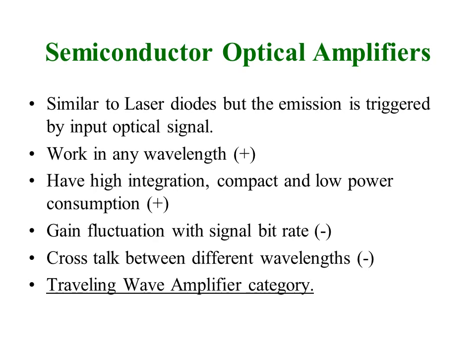It works at any wavelength, has high integration, is compact and has low power consumption, but gain fluctuation with the signal bit rate takes place in the semiconductor optical amplifier, and there is crosstalk between different wavelengths. So this is under the traveling wave amplifier.